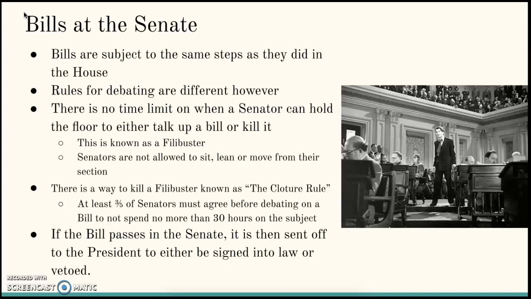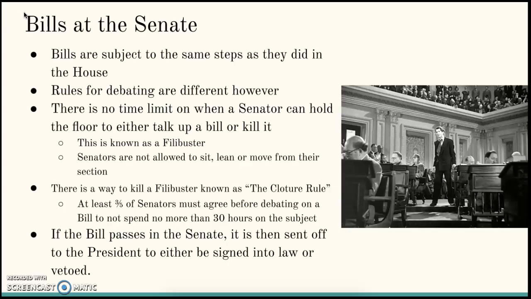There are ways, however, to really kill a filibuster, and that's known as a cloture vote. You're going to need at least 3/5 of the senators to agree before debating that a bill will not spend any more than 30 hours on the floor. In most cases, it's very difficult to get 60 senators to agree upon that, because the majority is usually just above 50 senators.